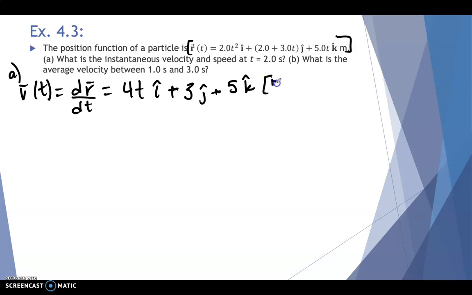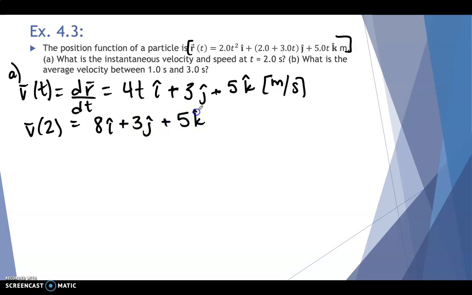And the units are meters per second now. But we want to find it at t equals 2 seconds. So for our instantaneous velocity at 2 seconds, we plug in 2 for t, and it's only in this one space. So it'll be 4 times 2, which is 8 i hat, plus 3 j hat, plus 5 k hat. And that is our instantaneous velocity at 2 seconds.